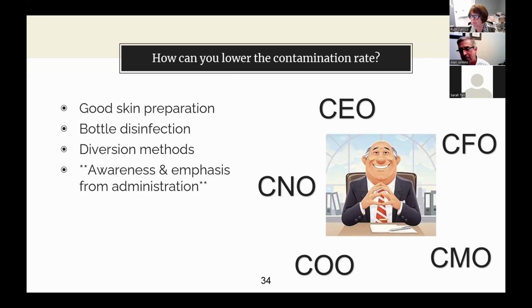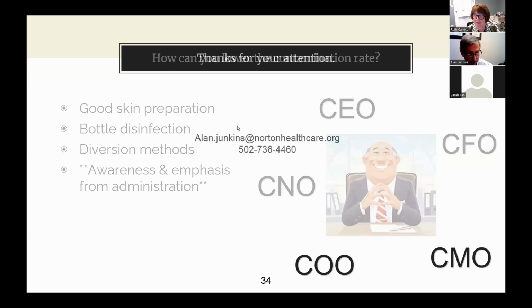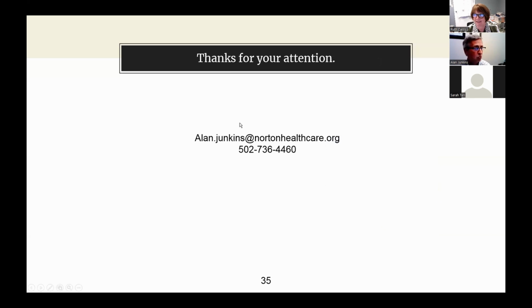It's hard to emphasize everything at the same time. I kind of understand that. And there's a lot of other things going on on the floor. And then the nurses or phlebotomists who are drawing this have a lot of other things to handle. But when the emphasis comes from on high, then we will be able to do things to lower the contamination rate. And I'm sorry for going long here, but that's what I've got.